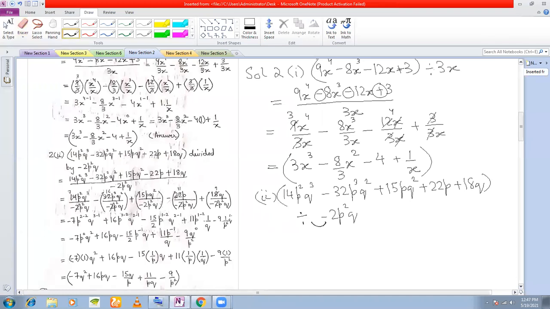See, there are two signs, right? Division, and you have a minus sign here. So whenever you get two signs, always use brackets in this manner. Whenever you have plus and minus signs coming together, use a bracket.